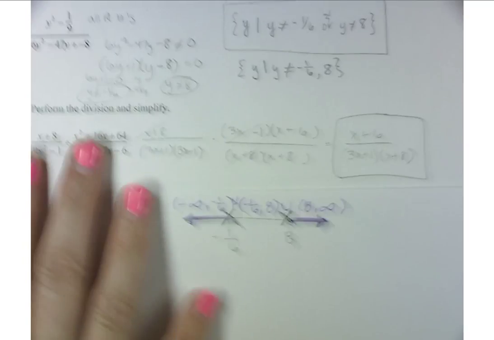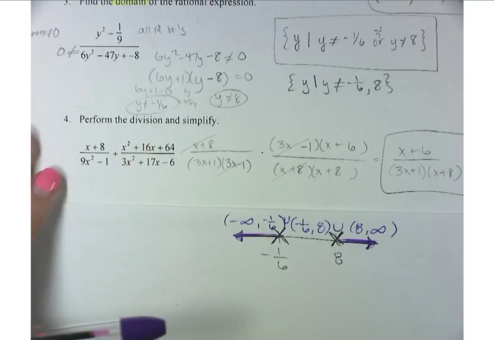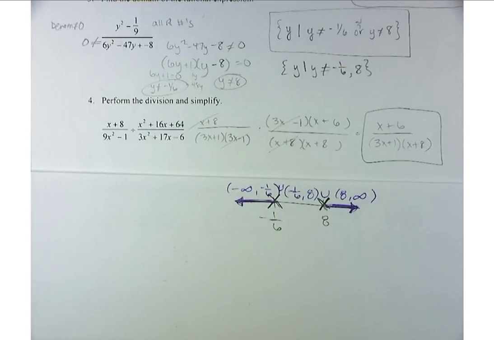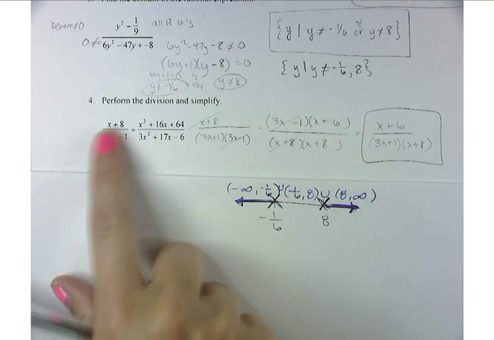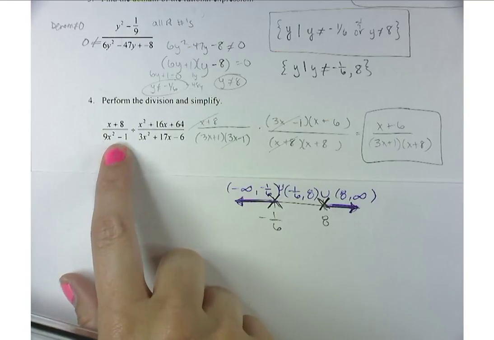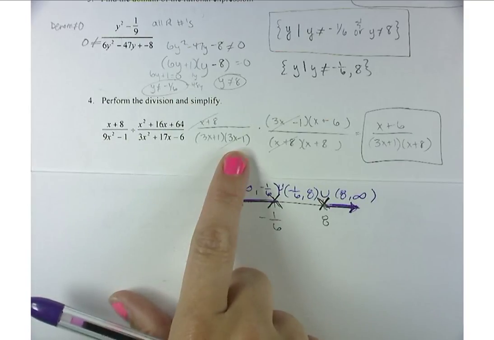Okay, so for 4, it says perform the division and simplify. Okay, if you're doing the division, you think skip, flip, multiply, or multiply by the reciprocal. What are you always doing first with these types of problems? Factoring. Okay, that's why I gave you that whole big factoring worksheet, so you could have lots of practice factoring. Okay, so when you factor, again, we have the difference of two squares. So 3x plus 1, 3x minus 1.